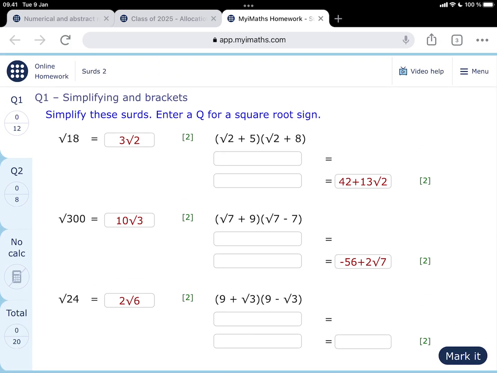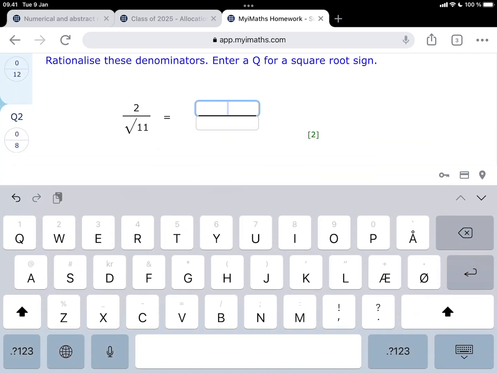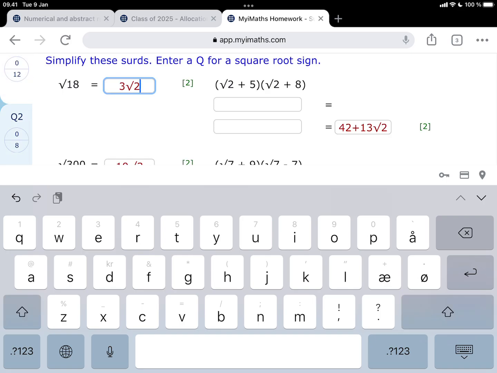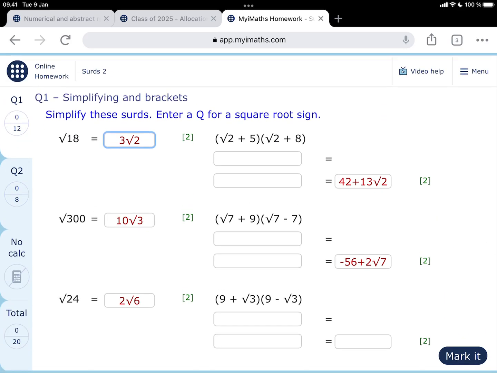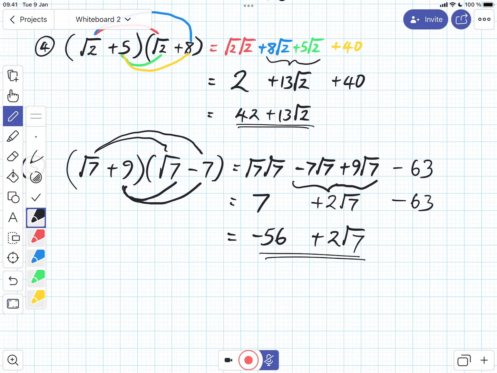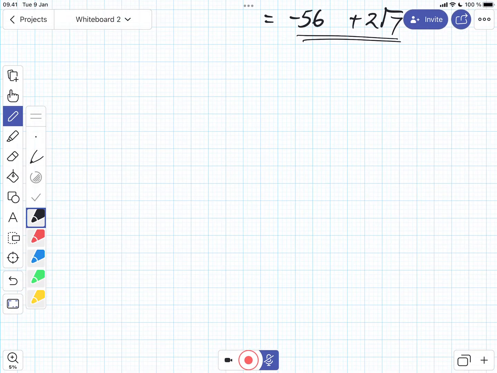Okay, last one. 9 plus 3 root 3 times 9 minus root 3. Well, I happen to know something quite interesting is going to happen here that is going to be relevant in question 2 when we do it. But let's worry about question 1 first. So 9 plus root 3 times 9 minus root 3. Just go on to my other thing here. So move that up here. 9 plus root 3 times 9 minus root 3.